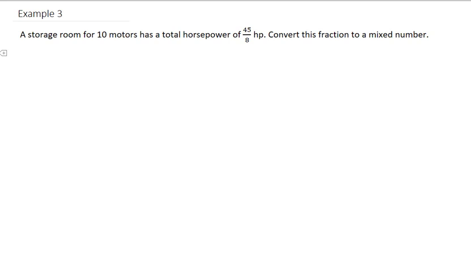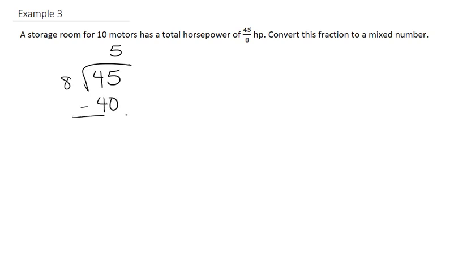Example 3. A storage room for 10 motors has a total horsepower of 45 over 8 horsepower. Convert this fraction to a mixed number. So our first step is to take our numerator and divide it by our denominator. So 8 can go into 45 how many times? It can't go into 4, but it can go into 45 5 times. 8 times 5 is 40. You go ahead and subtract. So 5 minus 0 is 5. 4 minus 4 is 0. So we just have 5.